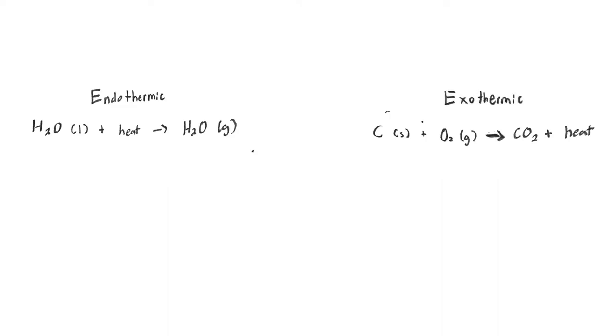As you can see, one type of reaction consumes energy and the other type of reaction releases energy. Energy is on different sides. For an endothermic reaction, it's on the reactant side, and for an exothermic reaction, it's on the product side.